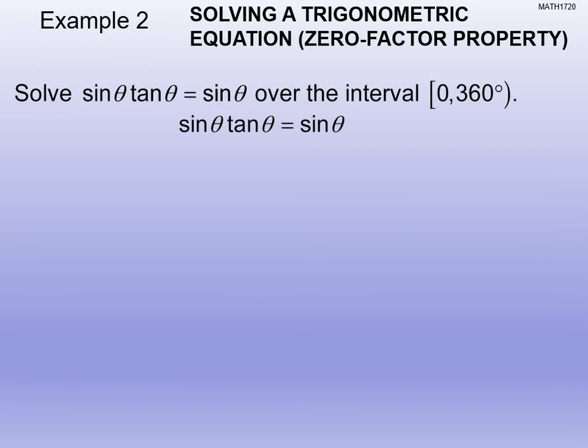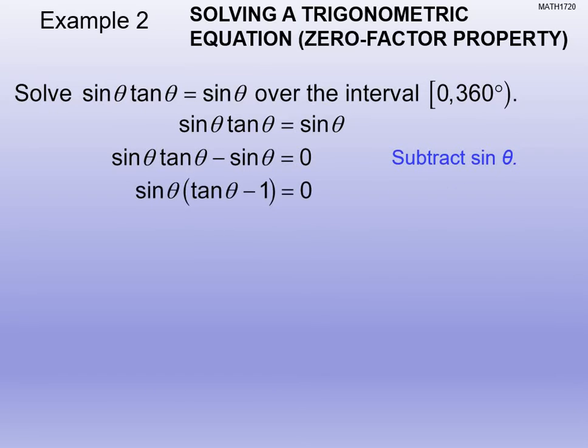When we do this one, we're going to take sine theta tangent theta equals sine theta. We're going to move the sine that's on the right hand side over, so we're going to subtract it from both sides. We end up with sine of theta tangent of theta minus sine of theta equals 0. Now this is where we factor out sine, so we've got to know our factoring skills. When we rewrite that, we have sine of theta times tangent of theta minus 1. So we've factored sine of theta out.